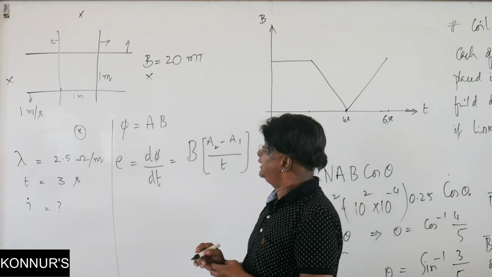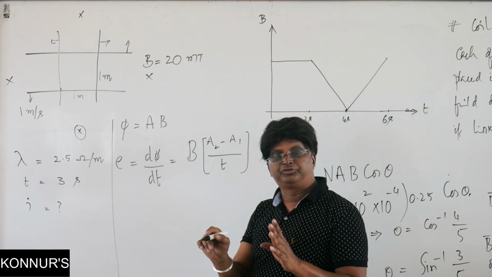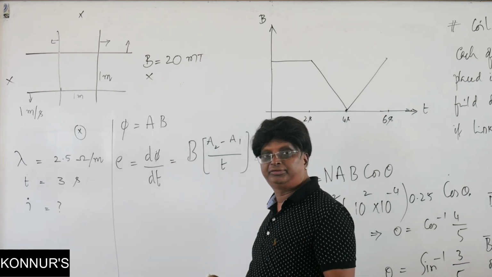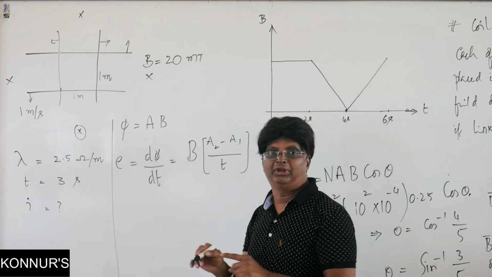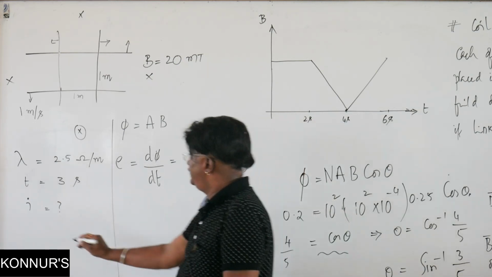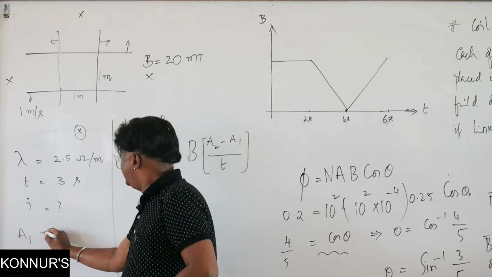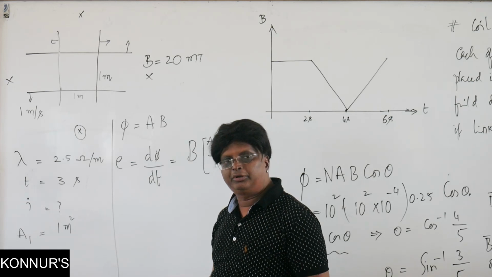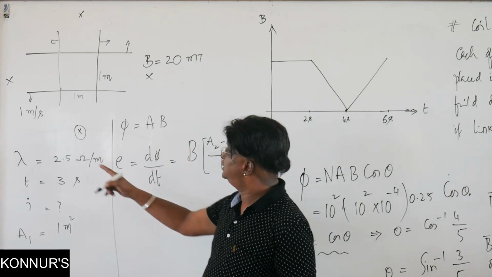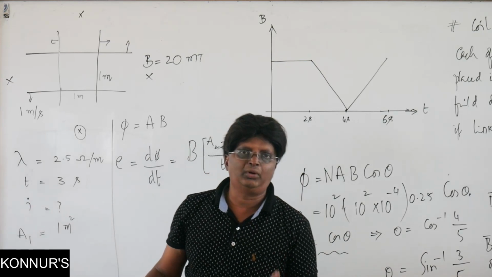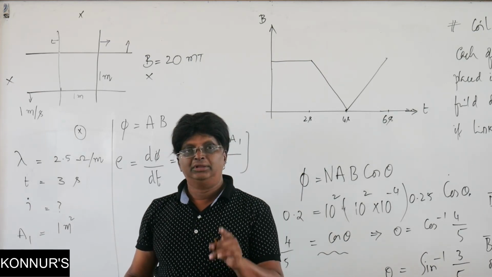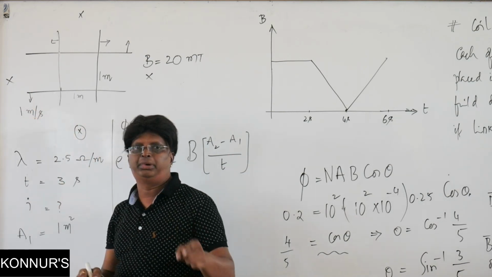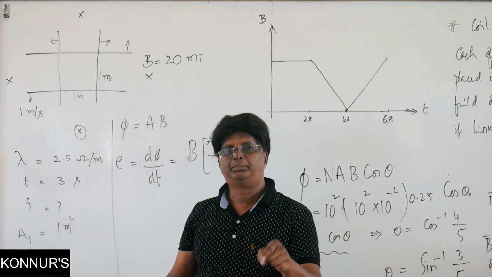Simplification: in all the cases the geometry happens to be a square only, because initially it is a square and all of them are moving away with the same velocity. So at any instant of time the loop will have the same square shape. Now here I will write what is A1. A1 is equal to 1 meter square. Why? Because the initial side is 1 meter. Now you see what is the velocity with which they are moving? 1 meter per second. Therefore the length of each of them increases by 1 meter per second.